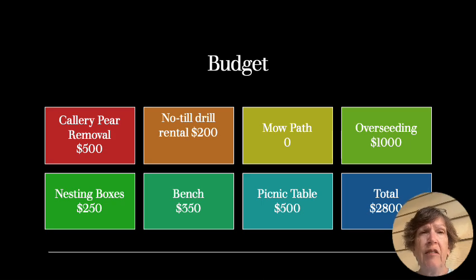So the budget is modular in format and depends on what the homeowners will approve. The most expensive thing is the cost of the native seeds, which is $1,000. A lot of these things like Callery pear removal and nesting boxes can be done for less than the budgeted amount. But the total cost comes to $2,800 if everything is done.